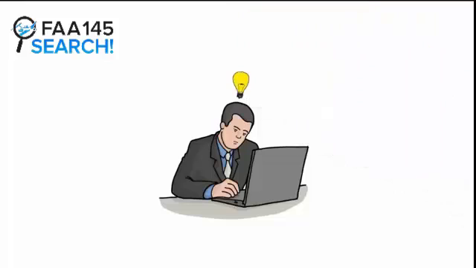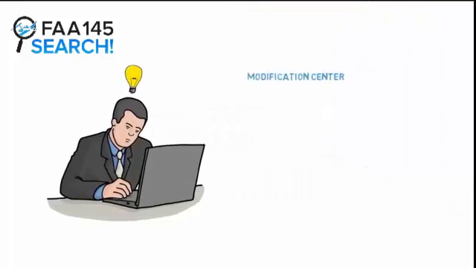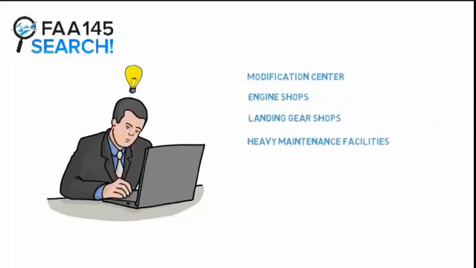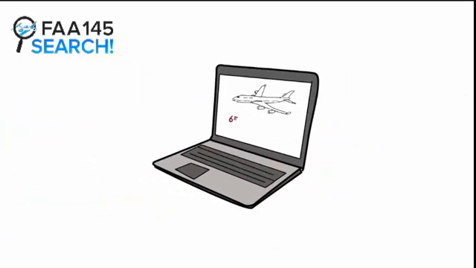If you are a modification center, you'll want to include your mod numbers to your list. Engine shops. Landing gear shops. Heavy maintenance facilities. Avionics shops. Whatever you are licensed by the FAA to repair is what you will want to include in your capabilities list. It's important you include the items you think your customers will be searching for.